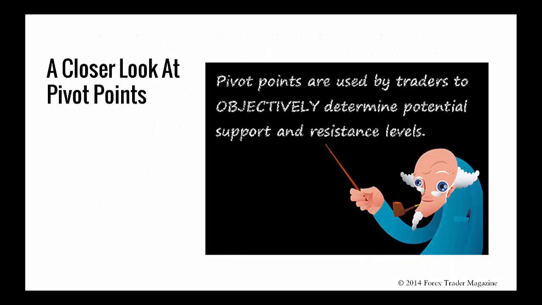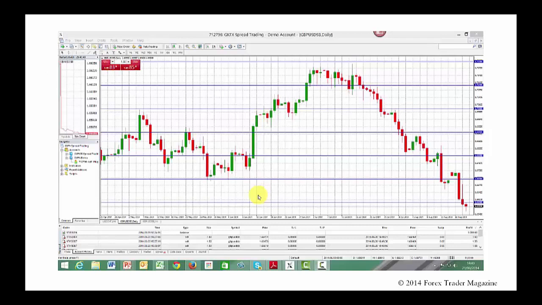So in a few moments I'm going to show a video which will look more closely at pivot points. But an interesting point to note as we go into this is that pivot points are used by traders to objectively determine potential support and resistance levels. So that's not guess, not just have a sort of sixth sense for, but to objectively determine where points of resistance and support actually are. Let's have a closer look at pivot points.